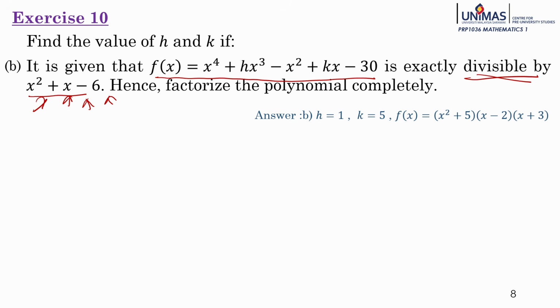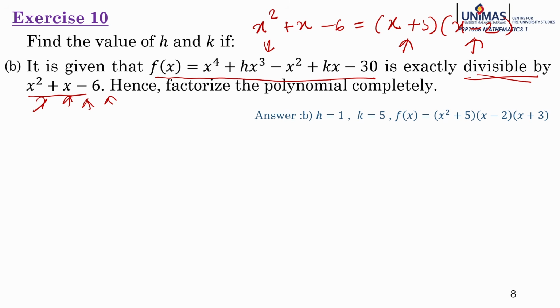So x squared minus x plus x minus 6. Okay, we can change that into x plus 3, x minus 2. So that means this polynomial can be divisible by these two polynomials. So when divided by x plus 3, the remainder is 0.